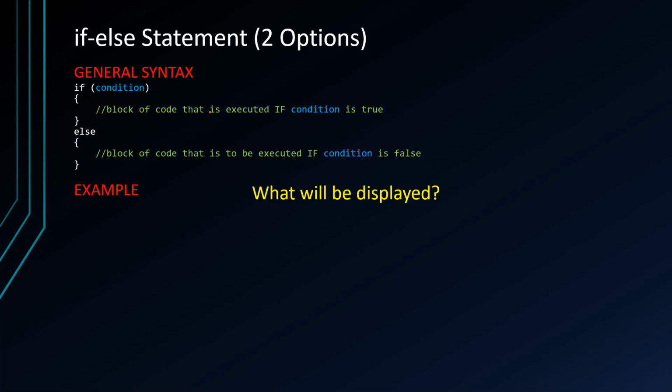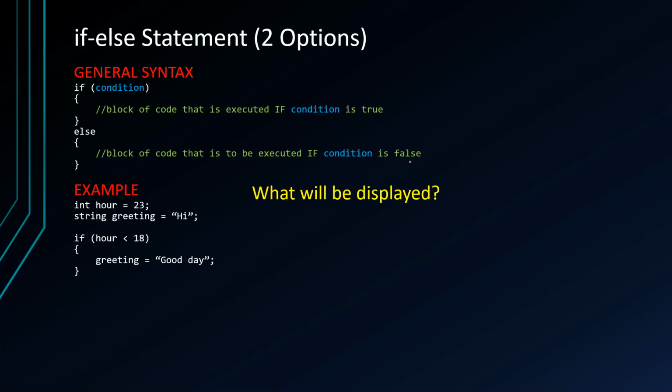Block of code that is executed if condition is true. Down here, it's block of code that is executed if condition is false. Let's take a look at this code. So again, we're coming into the same scenario. I still have my hour, which is 23, my greeting, which is hi. I still have my same check. Is hour less than 18?